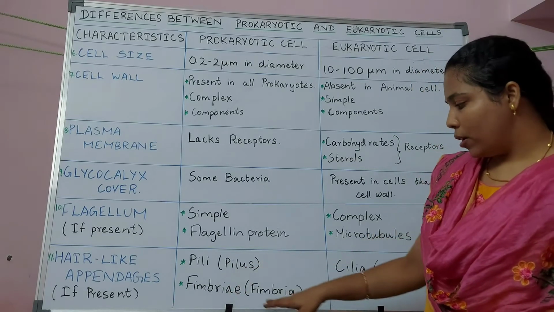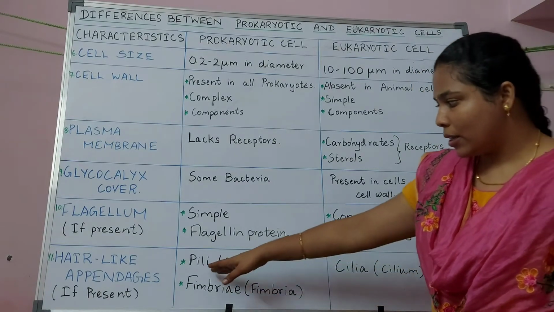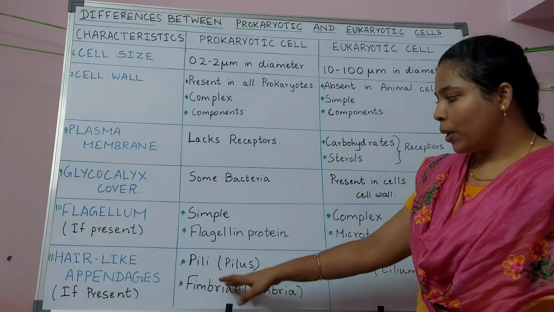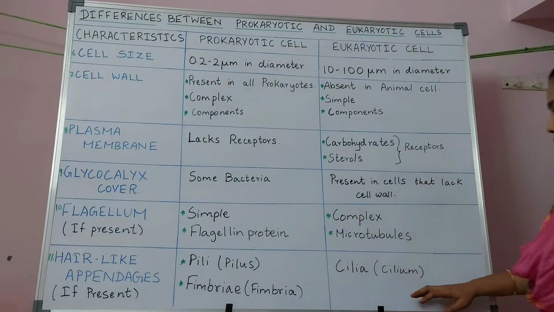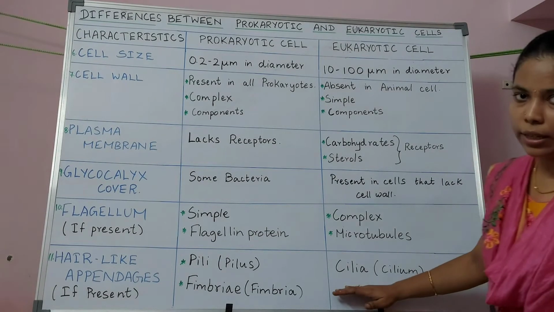Pilus is singular, fimbria is singular. Pilus is larger than a fimbria. Pilus is less in number than a fimbria. And in case of eukaryotic cell, we have hair-like appendages called cilia.